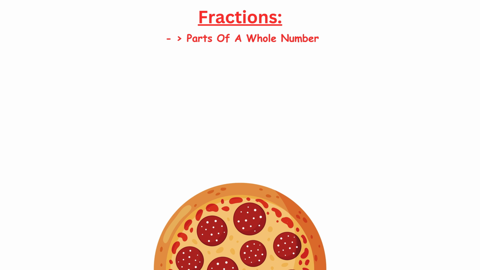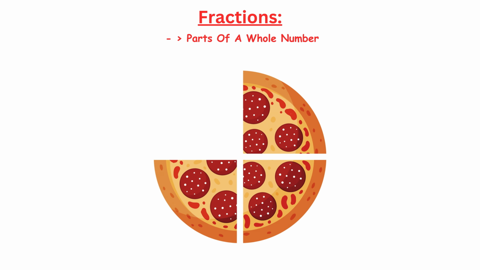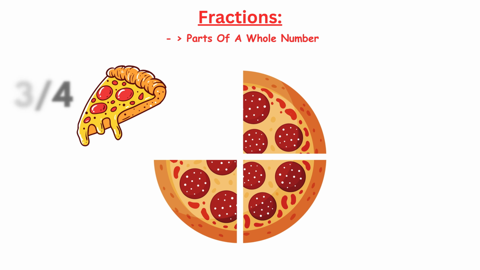For example, if a pizza is divided into 4 parts and someone gets 3 of them, they have 3/4 of the pizza, while 1/4 remains. The numerator indicates how many parts you have, while the denominator shows how many parts make up the whole.